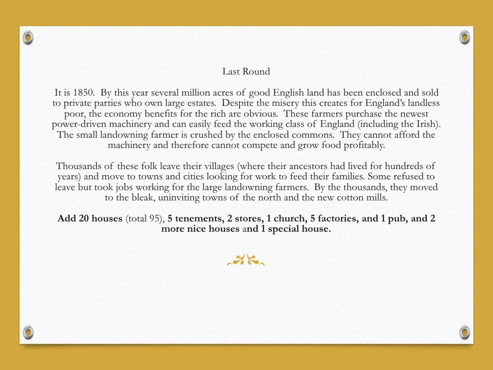By the thousands, though, they moved into the bleak, soot-covered, uninviting towns of the north, the factory towns and the new cotton mills. This is what your town is. Your town is a factory town of the north.